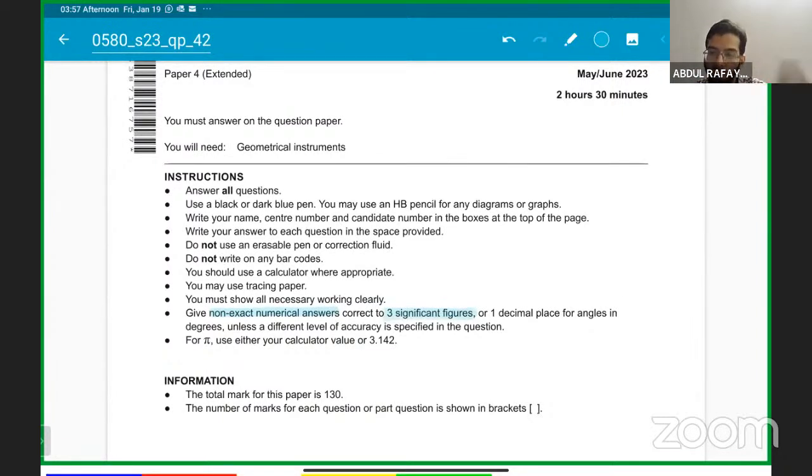And in the case of angles, we are not finding an angle right now, but if there is an angle, give the answer to one decimal place. It is mentioned here. Make sure this statement is not valid if the question tells you to give 3 decimal places or 2 decimal places. In any question where it is not written, you can give three significant figures or one decimal place, and that is why I've done that.